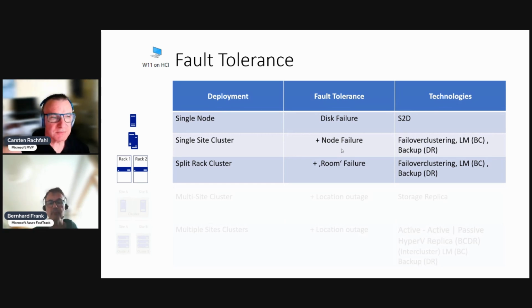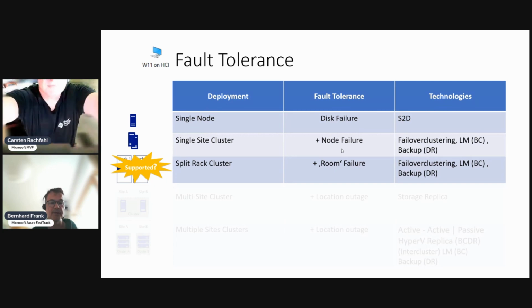That's true, and there is a big debate about it. Is it supported or is it not supported by Microsoft?